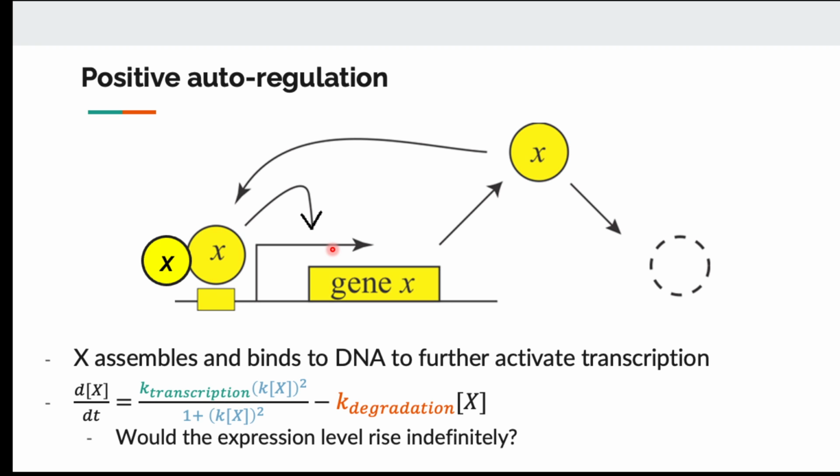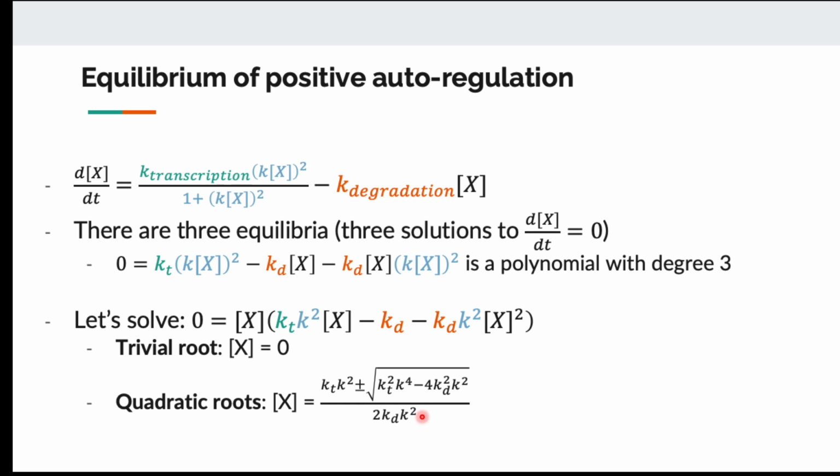Is that possible? One thing that will keep this system in check is the degradation. Because if you have more and more molecules of the RNA, you have more and more degradation as well. You have more decay. So even though it's positive regulation, if you're producing more and more, eventually you will reach some equilibrium anyway. But in this case, the equilibrium can be more complicated.